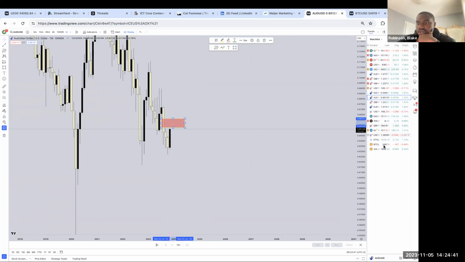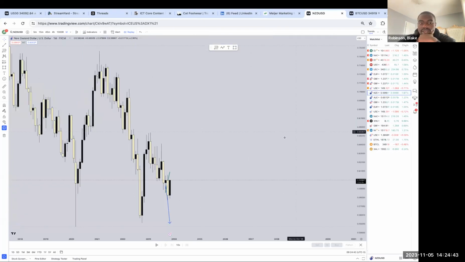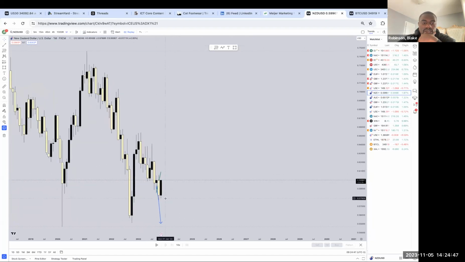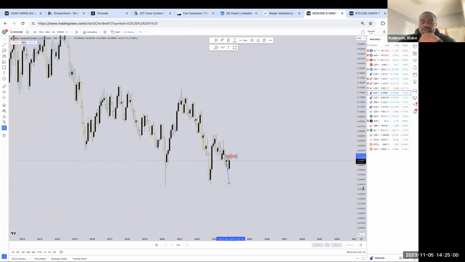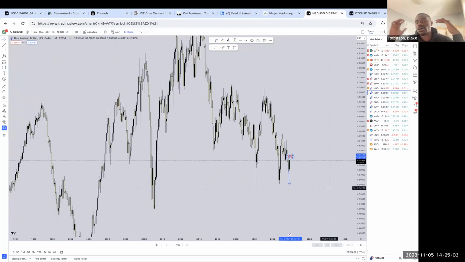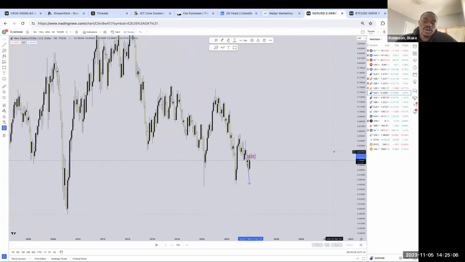New Zealand dollar, I don't really look at these a lot, but it's kind of the same thing. There was an imbalance here that got tapped in. Maybe it'll retap it. Again, break of structure, that type of situation. So overall, long term macro, super macro view, everything is bearish, but we've got to fill these imbalances that we formed over the last couple weeks and months.